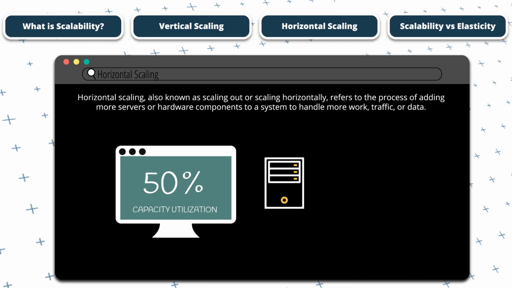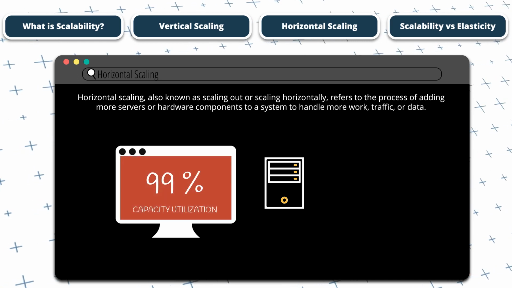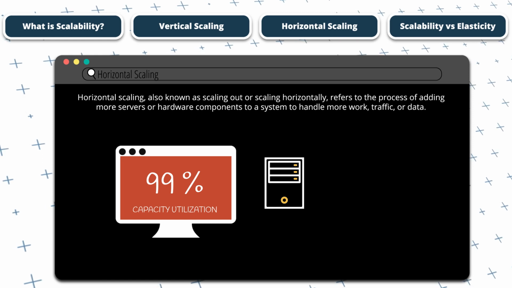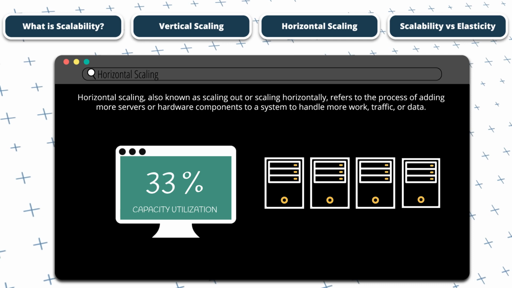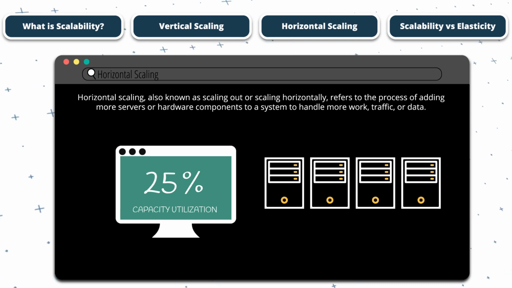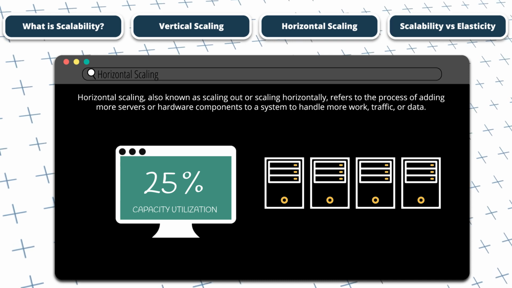So in the same example I discussed earlier, if the web application experiences an increase in traffic, a horizontally scalable solution would involve adding more servers to the existing infrastructure. This can increase the capacity of the system to handle more requests and maintain performance under heavy loads.